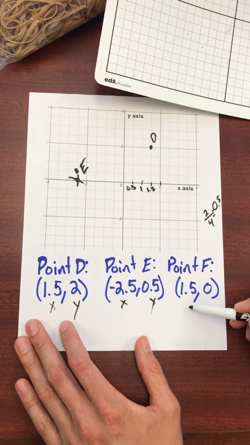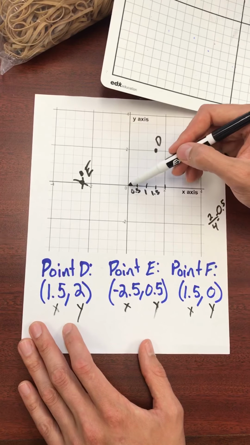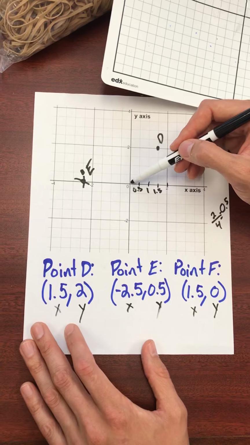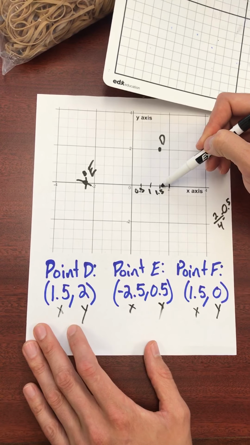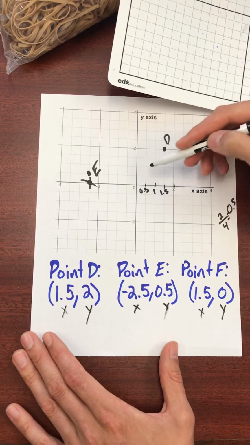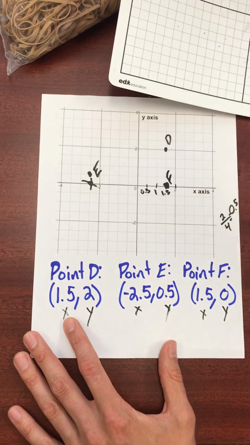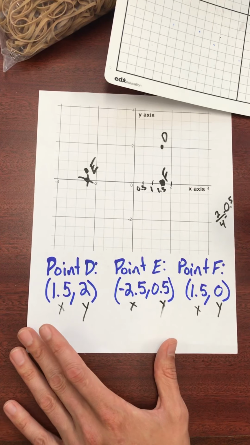The last point is (1.5, 0). I label my x and y, and I start at the origin. I go over to 1.5. And then my y value is 0, so that means I'm not going to go up or down at all. I'm going to stay at 1.5 on the x-axis, and that is point F. And there you have it. That's graphing ordered pairs.